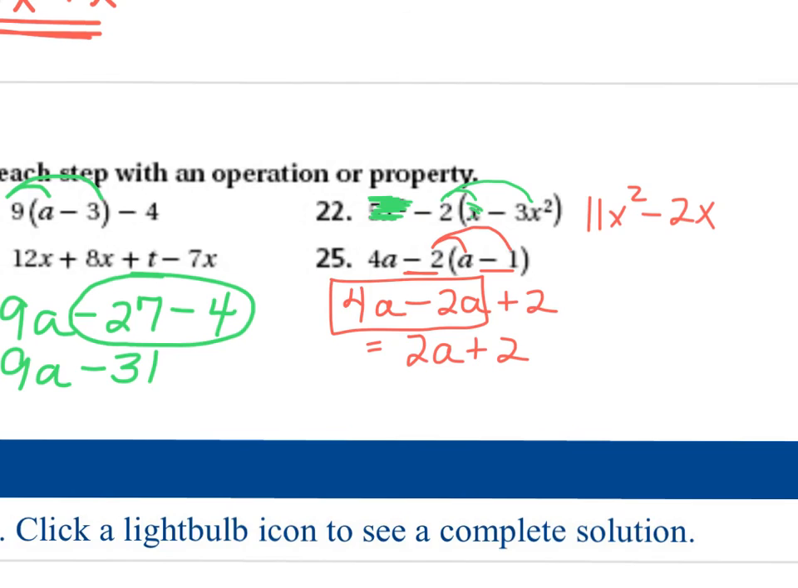So these are sign issues more than anything else. It's not complicated. This might be the first time some of you have seen the distributive property, and we're just going to practice these. All right, so we'll practice, practice, practice.